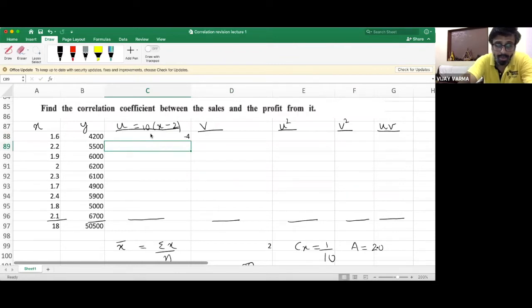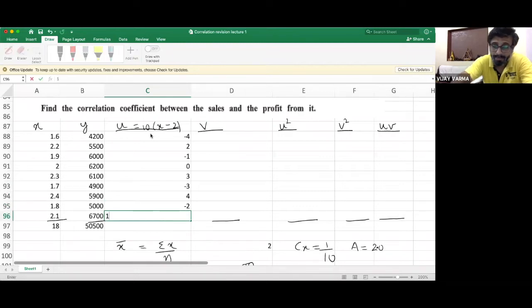I repeat, 2.2 minus 2 is 0.2, into 10, is 2. Then 1.9 minus 2 is minus 0.1, into 10, is minus 1. Then 2 minus 2 is 0, into 10 is 0. 2.3 minus 2 is 0.3, into 10, is 3. 1.7 minus 2 is minus 0.3, into 10, is minus 3. Then 2.4 minus 2 is 0.4, into 10, is 4. 1.8 minus 2 is minus 0.2, into 10, is minus 2. 2.1 minus 2 is 0.1, into 10, is 1.